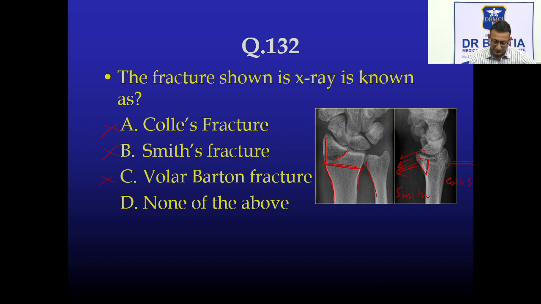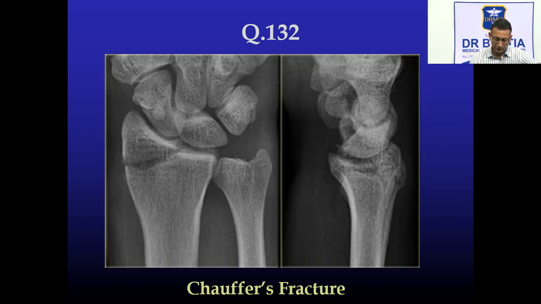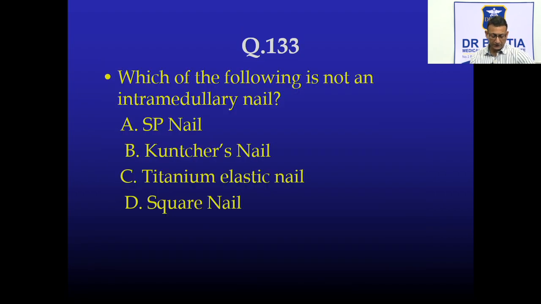So this fracture is something else, which is not among the choices given here, so the answer will be none of the above. Now the question is, what is this fracture? If you have a look at this fracture, this is the fracture of the radial styloid process, and the fracture of the radial styloid process is known as Chauffeur's fracture. So the answer for this question is D, none of the above. Let us move on to question number 133.